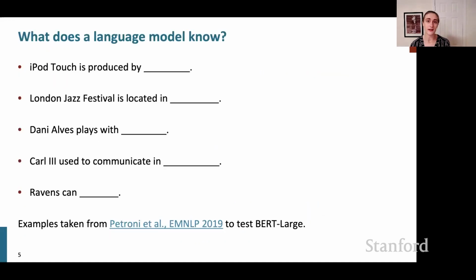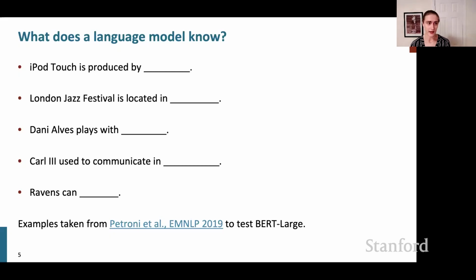So we're going to start by looking at what types of factual knowledge a language model might already know. These examples are taken from a paper by Petroni et al. in EMNLP a couple years ago. The goal is to test the factual or common sense knowledge in existing language models such as BERT Large. So let's check out what BERT Large predicts.